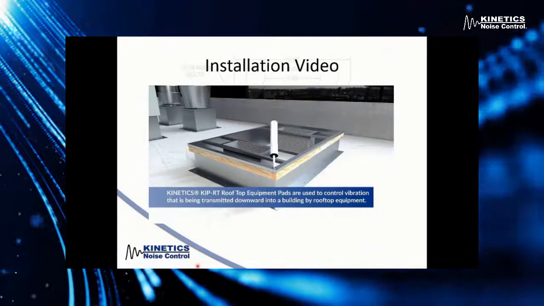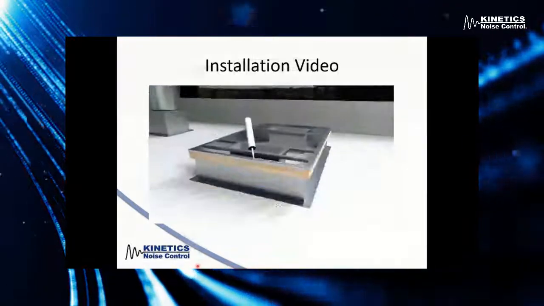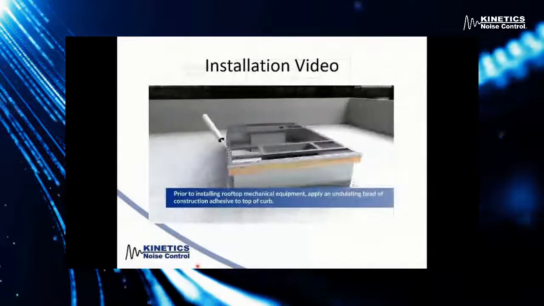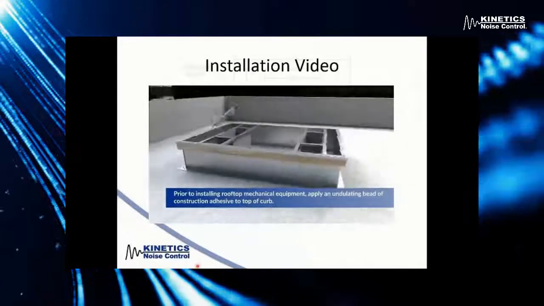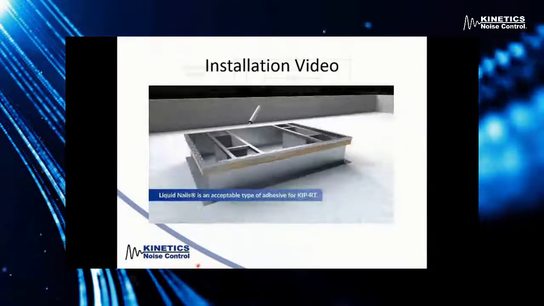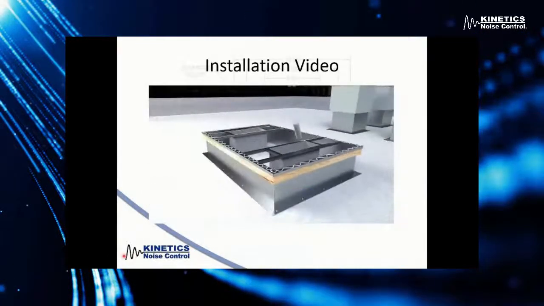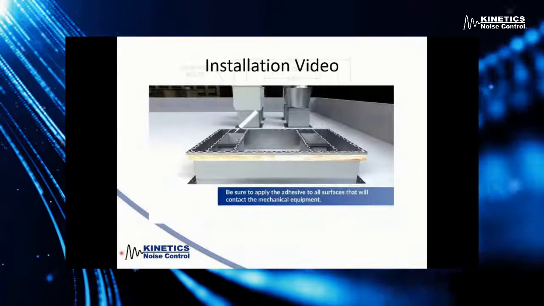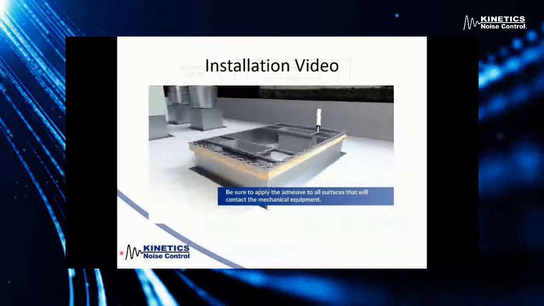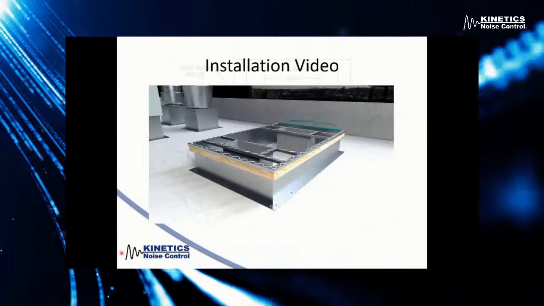So you would just use a liquid nails or a construction adhesive to attach the isolation right to the factory curb. The advantage of this is you will be able to utilize the internal isolation on the air handling unit. So the air handling unit has a fan inside of it. That fan has springs under it.